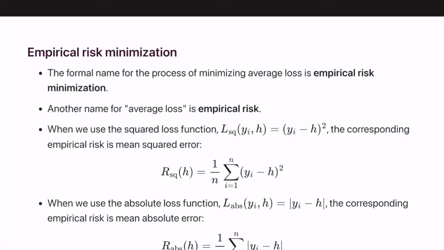And we do the same thing for absolute loss as well. So it's a pretty straightforward mechanism that we do to determine this h star.